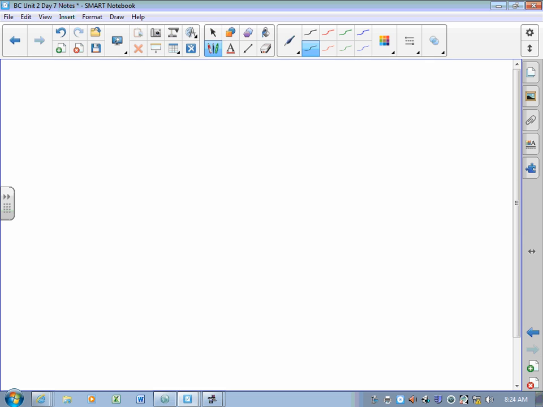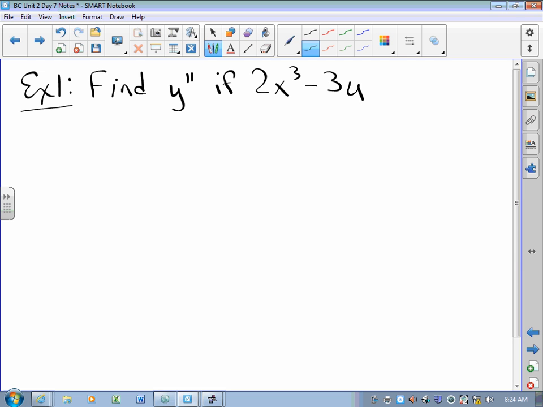So, want to do a couple of quickies with us in our 15 minutes? I want to find y double prime if 2x cubed minus 3y squared is 7. Now, 2x cubed minus 3y squared equals 7. We could graph that thing. It's one of those things where we could solve for y. We'd get plus or minus square root of a whole bunch of stuff. Nobody really wants to do that. And so since the graph is implicitly defined, we can give it a go.